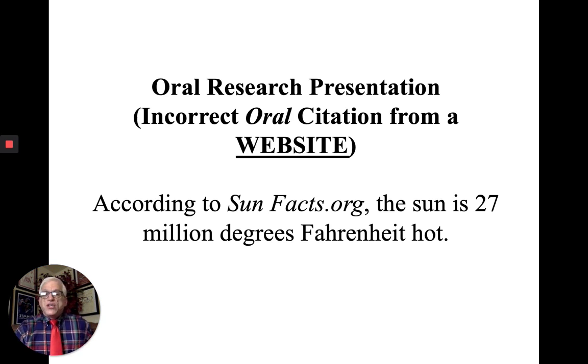Now let's say you have found some information from a website. This is an incorrect way of citing a website. If you were just to stand up and say, according to sunfacts.org, the sun is 27 million degrees hot Fahrenheit. The problem with this is just because it says sun facts does not necessarily mean it's facts about the sun.